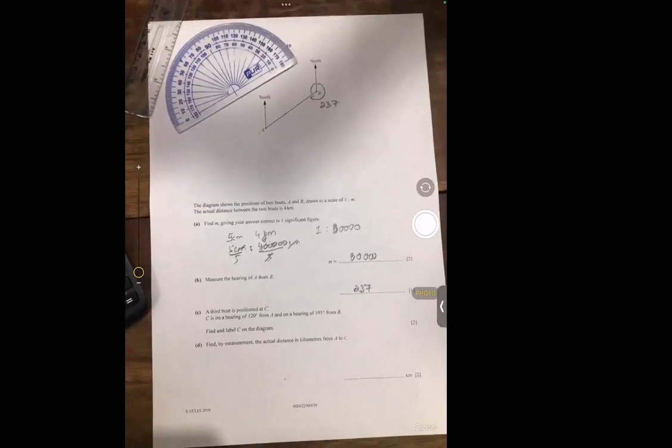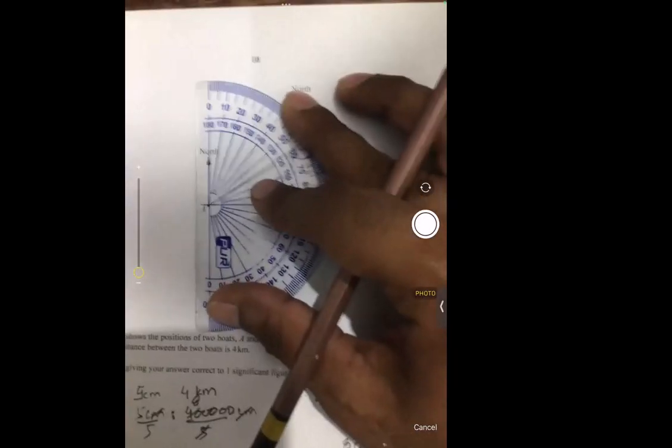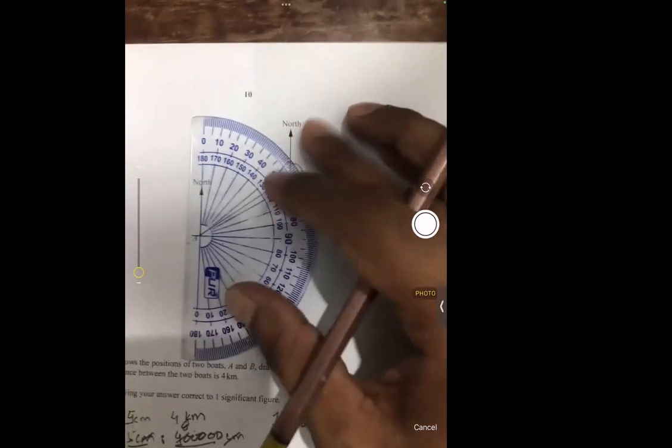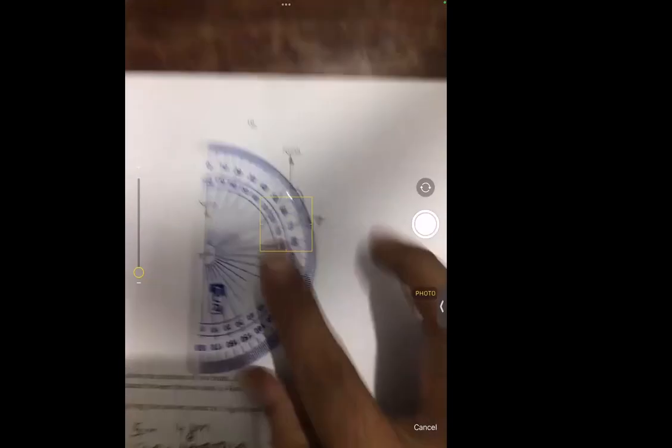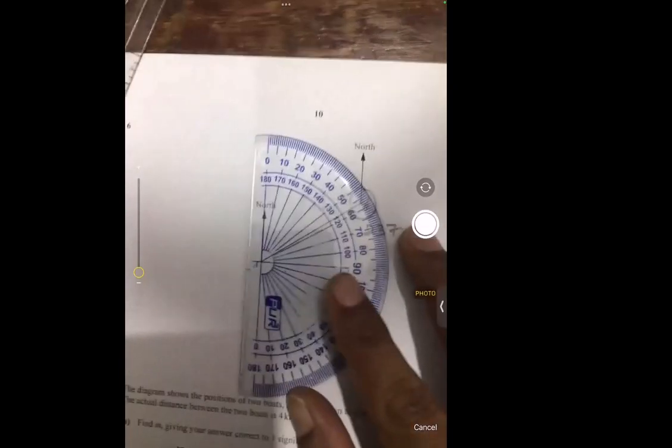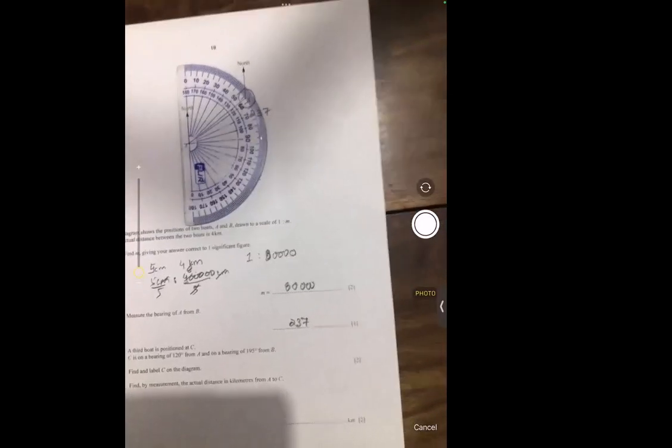So we have to measure the 120-degree bearing from A. From A, we should have 120 degrees. We have a north line already drawn, and we have to draw the clockwise angle. This is the clockwise angle of 120 degrees. This is 120 here, right? So let me just draw the line of this angle.